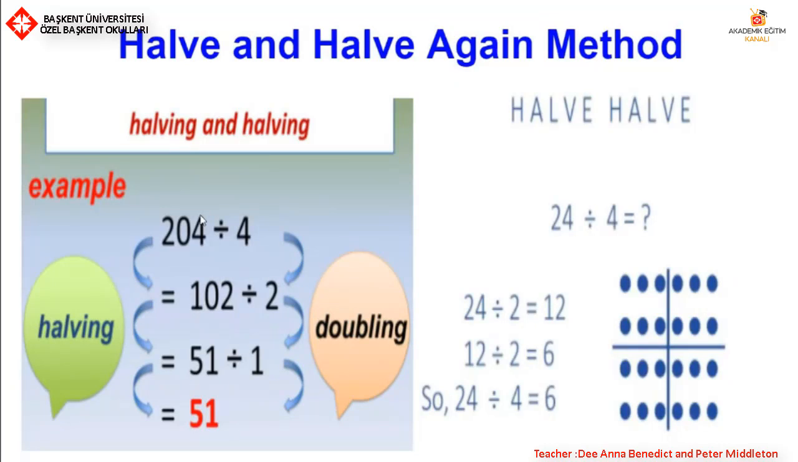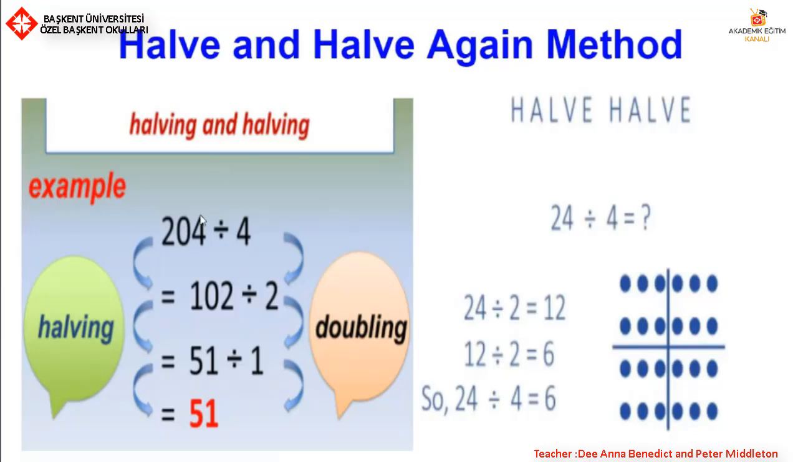There are different methods for dividing. In this picture, you can see the halve and halve again method. And you can see that in both examples, they have a number and they have to divide it 2 times. So on the left, the number is 204 and it's divided by 4. First, he divides it by 2 to get the answer 102, and then divides it again to get the answer 51. So he's halved the number and then halved it again.